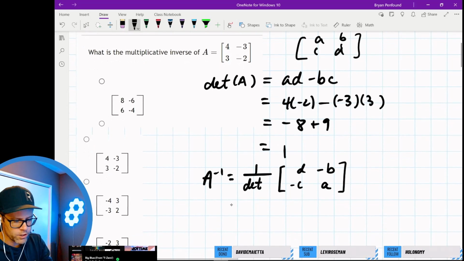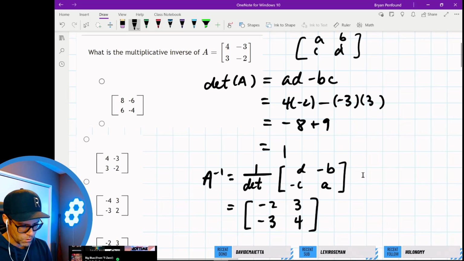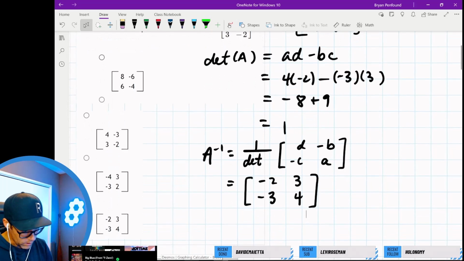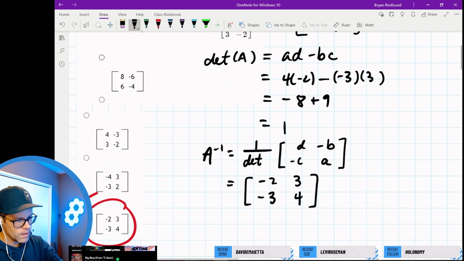So 1 over the determinant is just 1. So all I really need to do is a little bit of rearranging of my initial term. So I'm going to swap the 4 and the negative 2. And then I'm going to negate the 2 3's to get something like this. So we're going to scan and see if we can find this matrix. Definitely not the first couple. Looks like this is the one that we're looking for. Boom, here it is. That's going to be our multiplicative inverse.